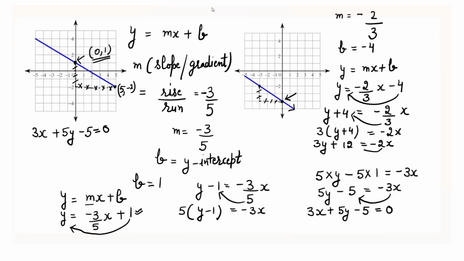We will take this negative 2x to this side. We'll get 2x plus 3y plus 12 equals 0. So the equation of the line is 2x plus 3y plus 12 equals 0.